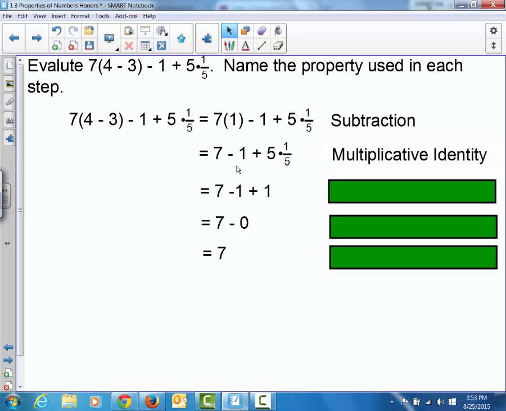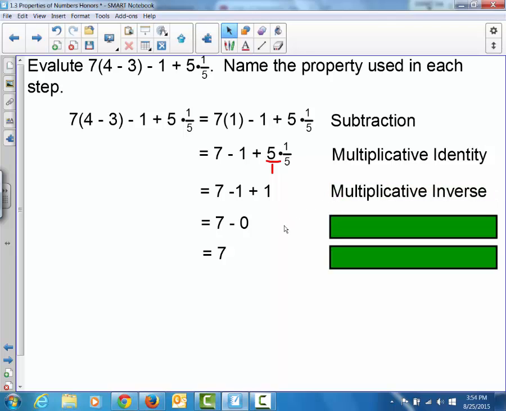The next thing we did, what changed? 5 times 1/5. You might not recognize this right away, but that's 5 over 1. And 5 over 1 times 1/5 is equal to 1. So that would be called the multiplicative inverse or reciprocal property, okay? Now the next thing we've got is -1 and 1 became 0. Well, what property was that? It's when two numbers that are opposites equal 0. So that would be the additive inverse. When you add the opposite number and you get 0.